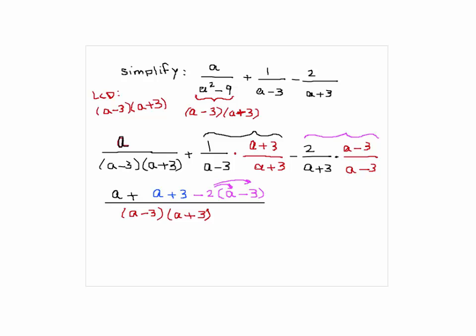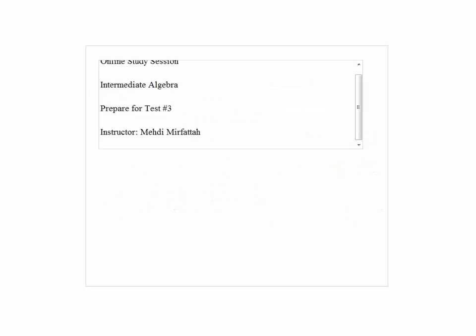So I would get a plus 3 minus 2a plus 6 over the LCD. And the next step would be to simplify and factor, if it's factorable.